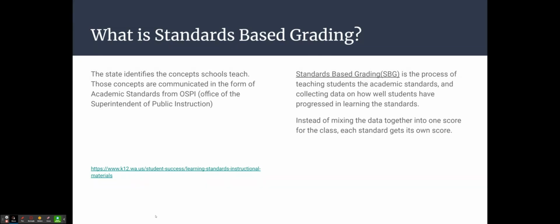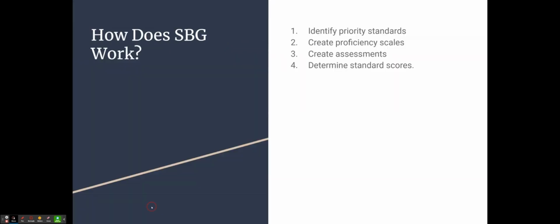areas. When we talk about standards-based grading, it is really just the process of teaching students the academic standards and then collecting data on how well those students have progressed into meeting those standards. The one significant difference between a traditional grading system and a standards-based grading system is that instead of taking all of that data and mixing it together into one score for the entire class, each standard is going to get its own score and gets reported that way.